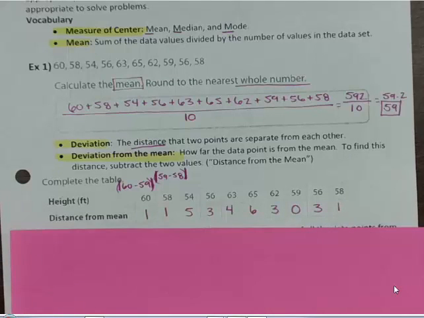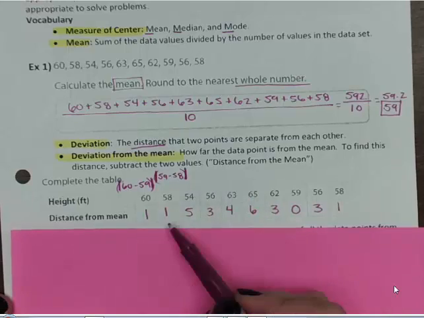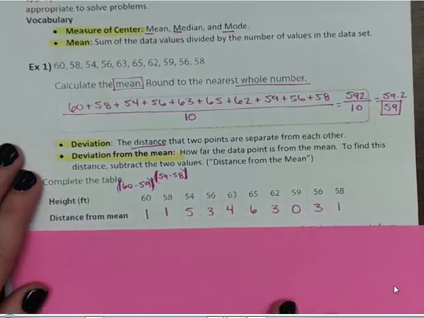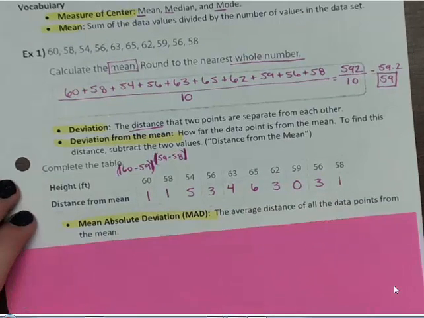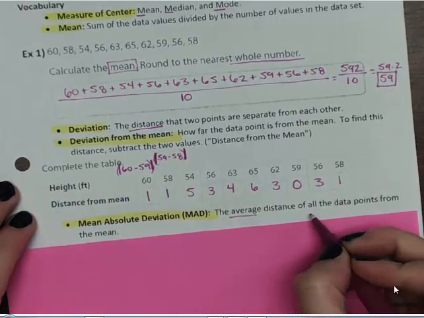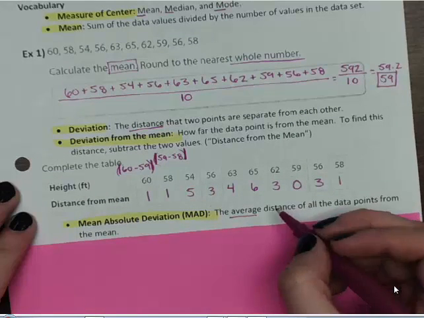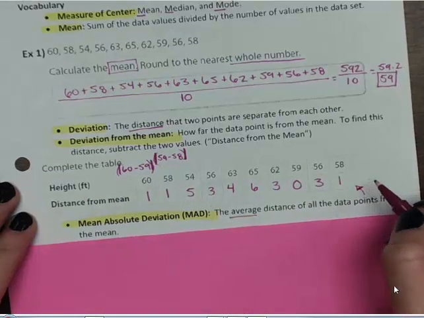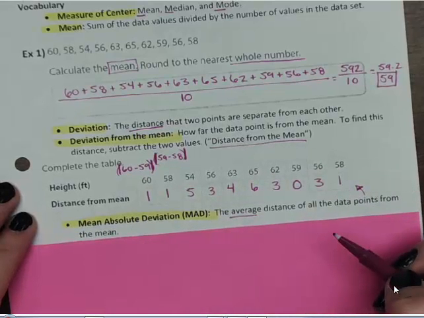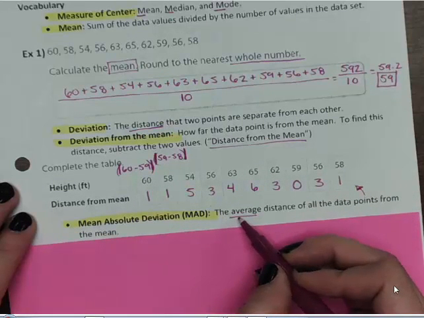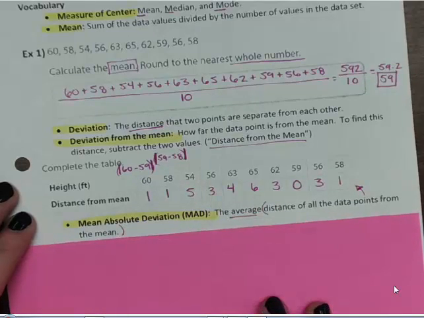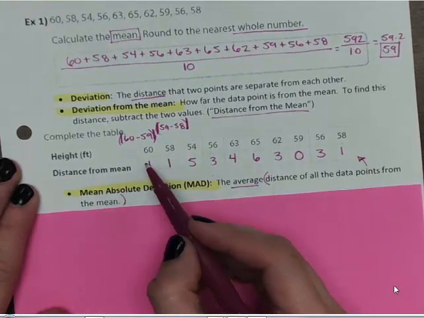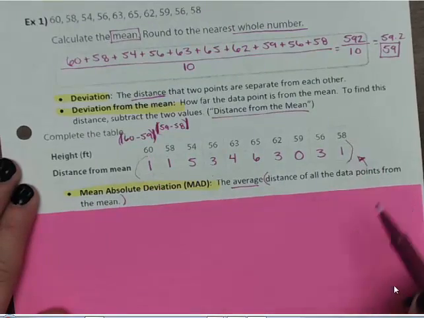So that's the deviation from the mean, the distance away from the mean. Now, our MAD, which is our mean absolute deviation, which is ultimately what we're trying to find, is the average distance of all the data points from the mean. So what we just found up here, again, was our distance of the mean. If you look at this definition, now it's just the average of all these points that are distance from the mean.